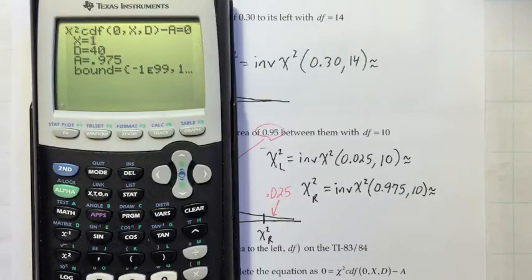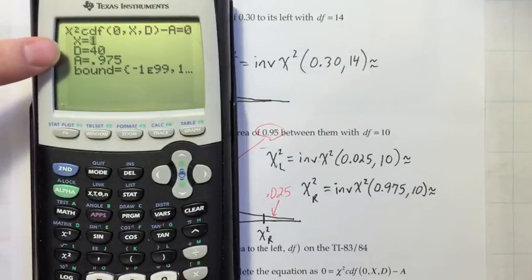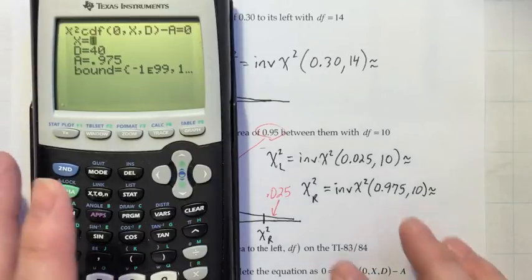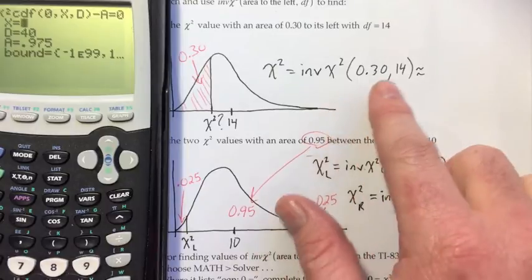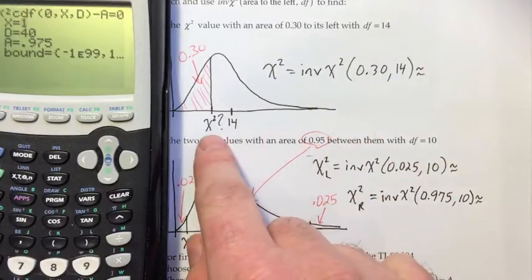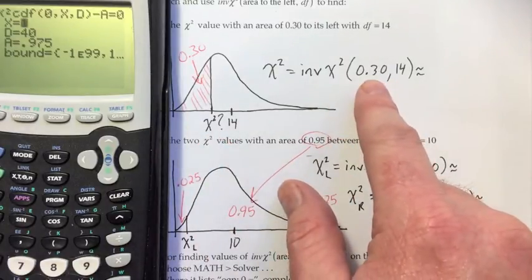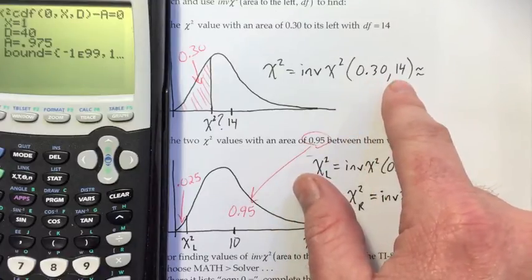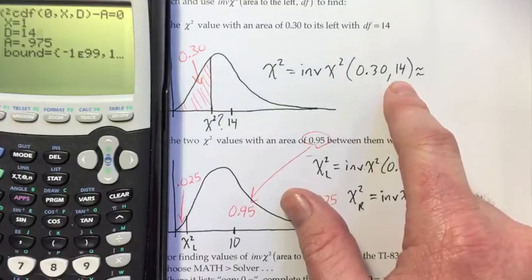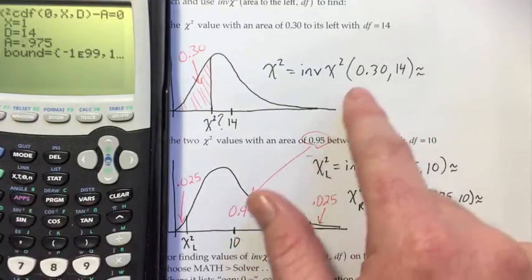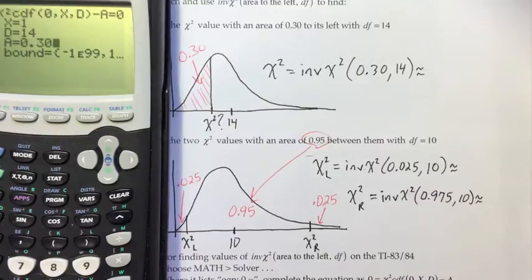So what that does is it sets up an equation in the solver, and I can give 2 of the 3 boundaries and have it solve for the other one. So for example, on this problem right here, on this first one, our x value was the unknown. The area to the left was 30, and the df was 14. So if I highlight the d, that's the degrees of freedom, so that's 14. And the a stands for the area to the left, which is 30, so 0.30. And then this x is the one that I don't know.